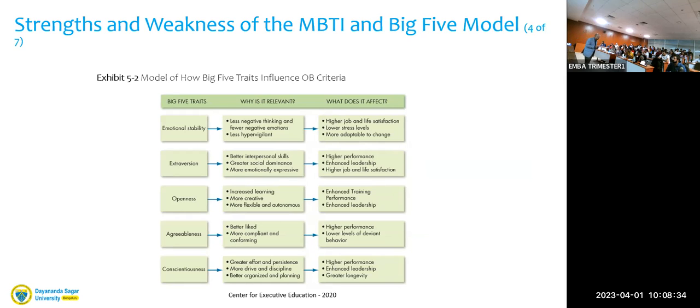So you can please read this through the PPT as you go along as to which are the big 5, why is it relevant, and what does it affect. I think it's a rather important slide for all of you.